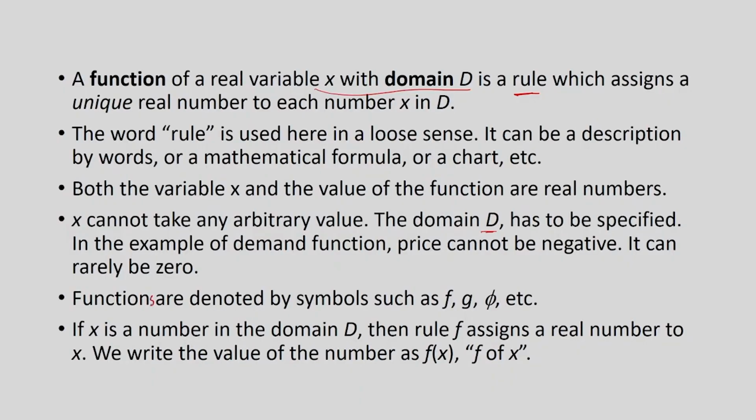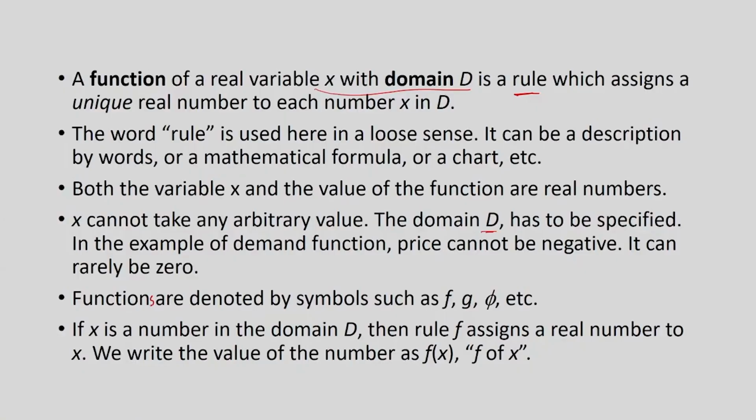Functions are denoted by symbols such as small f, small g, phi, etc. But in some cases capital letters are also used, but small letters are generally used to denote functions. If x is a number in the domain capital D, then the rule f assigns a real number to x. So, this is mentioned here itself, it assigns a unique real number, that is also important.